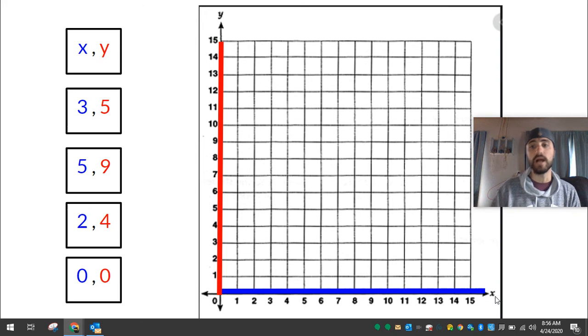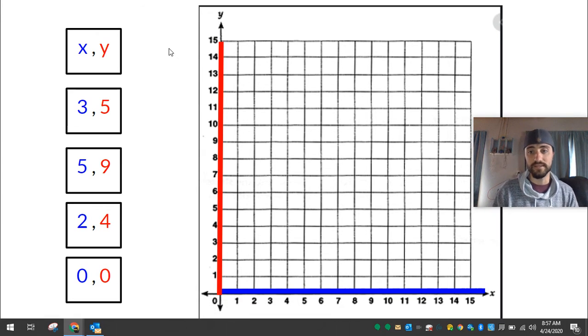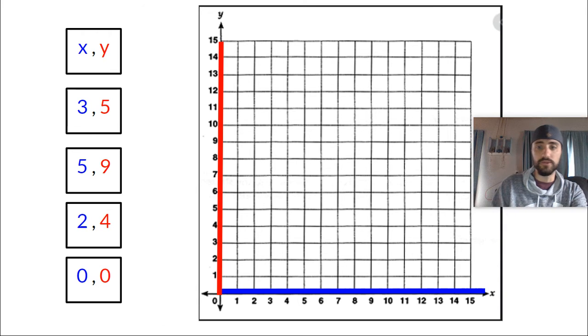Then there's the red line that goes up and down. And the name of the red line is the y-axis. You see we have this y right here. So that's the y-axis. Now we're going to use those two lines to plot these points onto the graph. So let's take a look at how we would do that.